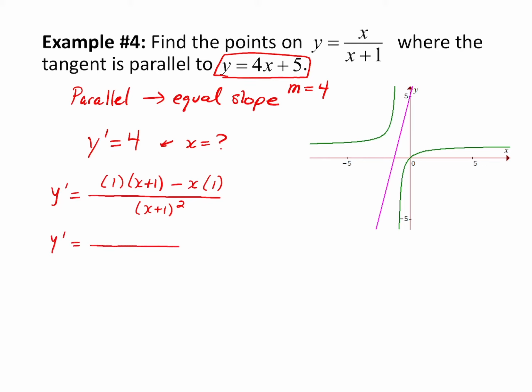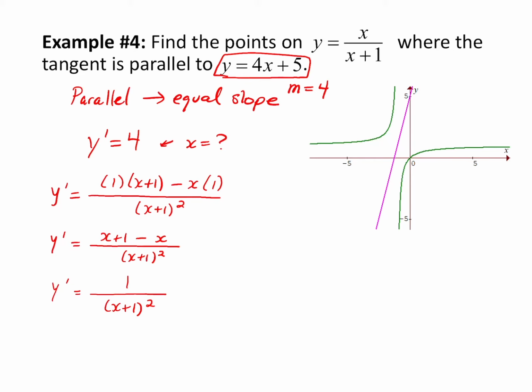So if we simplify this, we'll have 1 times x plus 1, that's x plus 1, minus x over x plus 1 squared, which further simplifies to just 1 over x plus 1 squared. So this is our derivative. We now want to find out where this is equal to 4, so that we have a line that is parallel, a tangent line that is parallel.